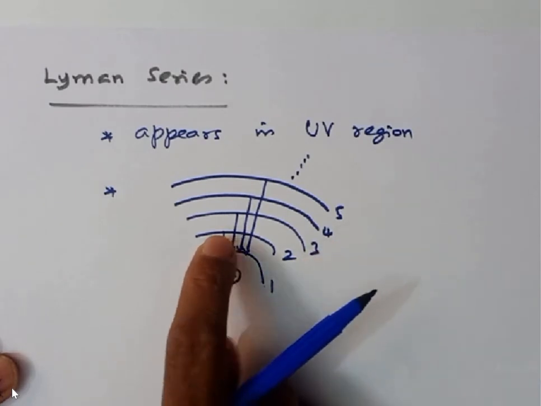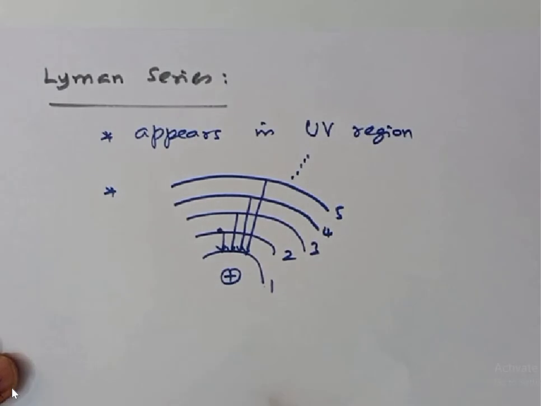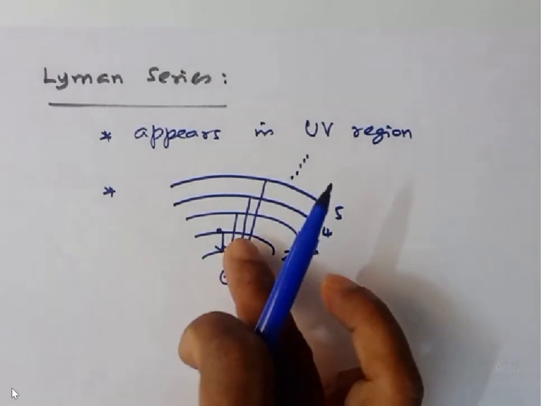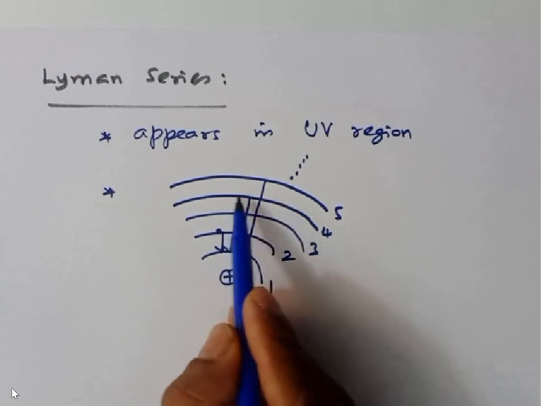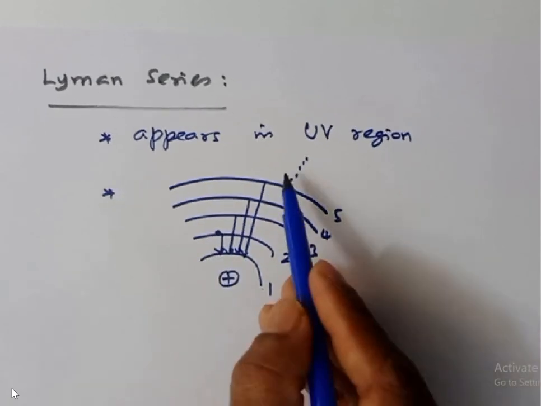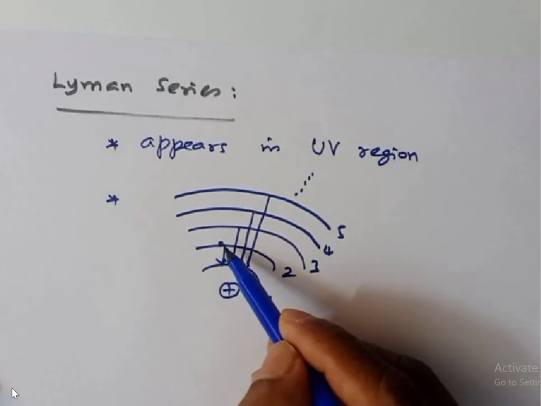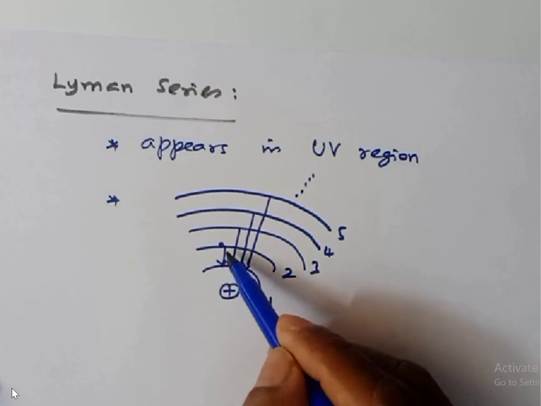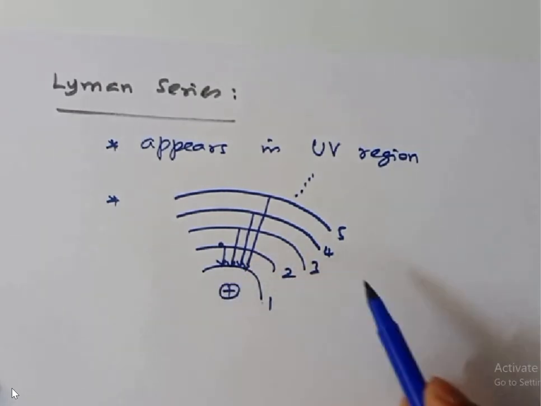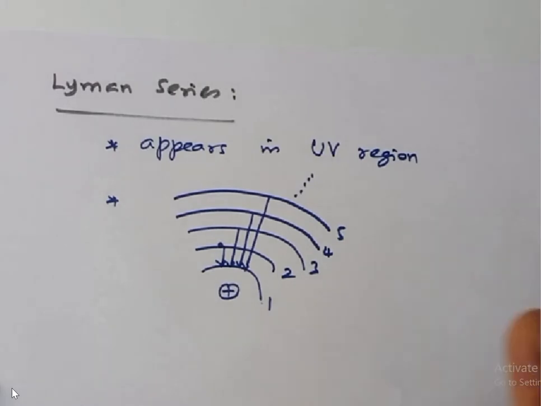When transition takes place, suppose a hydrogen atom is present here. I have told you, when you apply very high voltage, you will get many, many hydrogen atoms. But not all hydrogen atoms exist in the same excited state. Some hydrogen atoms may be present here, some here, some in the fourth excited state, fifth, like that. When a hydrogen atom undergoes transition from 2 to 1, or when an electron undergoes transition from 2 to 1, you will get a radiation. That radiation will create a line in the spectrum. It is called a Lyman line.